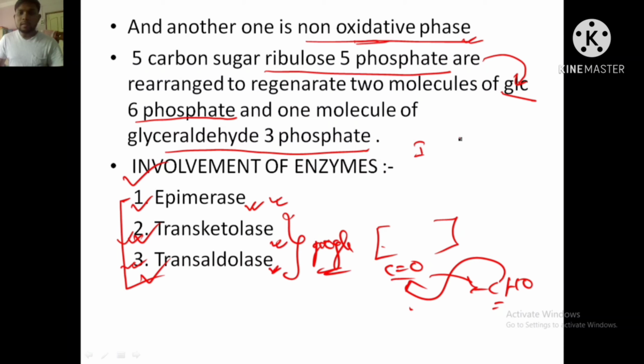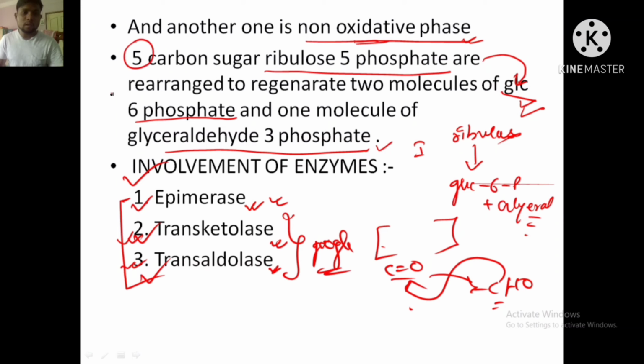So here we are getting from ribulose to glucose 6-phosphate plus glyceraldehyde 3-phosphate. Okay, so this non-oxidative phase is basically rearrangement of the carbon molecules, that we will see how rearranging is occurring in non-oxidative phase. And by rearranging the carbon molecules in ribulose 5-phosphate, we are getting glucose 6-phosphate back and glyceraldehyde 3-phosphate. Okay, so in ribulose we have total 5 carbon.